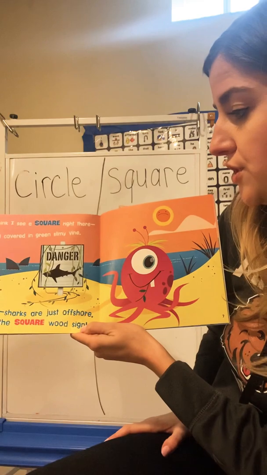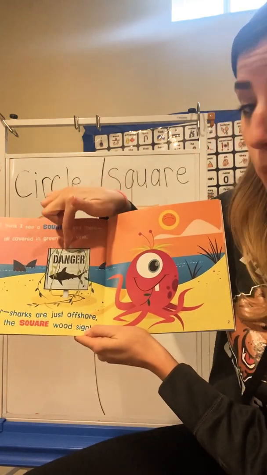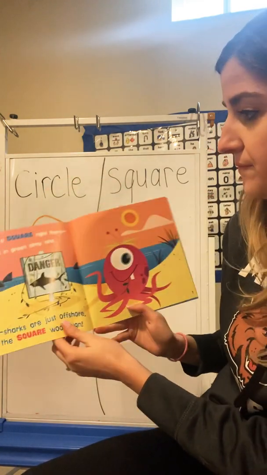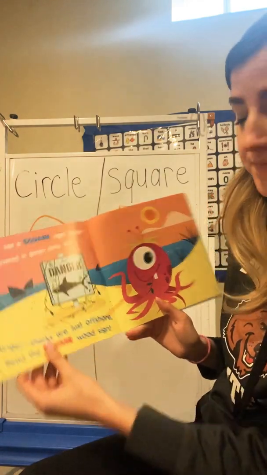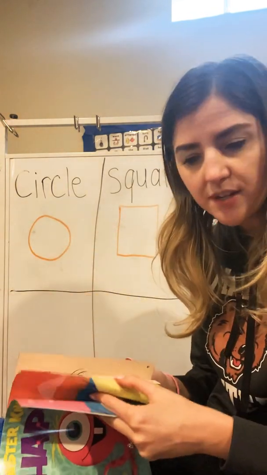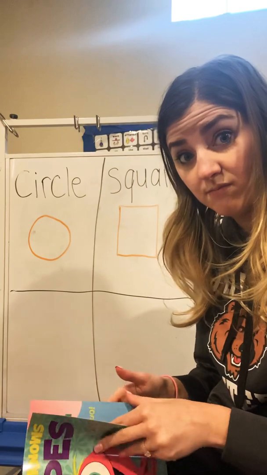Danger, sharks are just offshore, read the square wood sign. Can you think of some squares that you can find in your house?